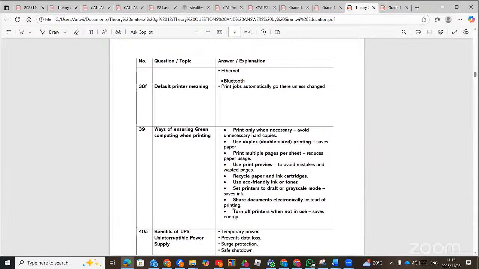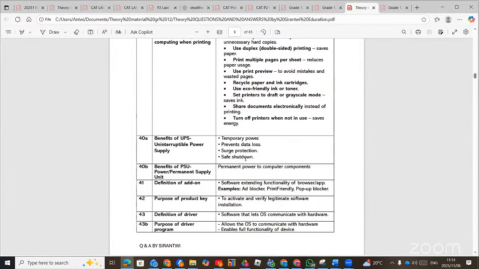Printing only when necessary. Print duplex, that's double-sided. Print multiple pages per sheet. Use print preview, recycle paper, and others. Benefit of UPS: UPS gives temporary power. They prevent data loss, surge protection, and others.